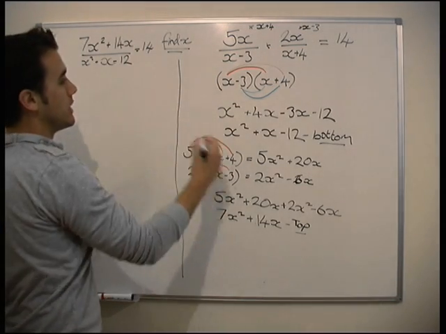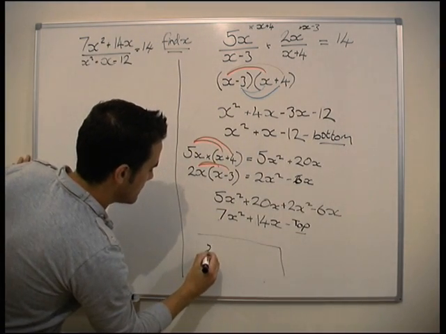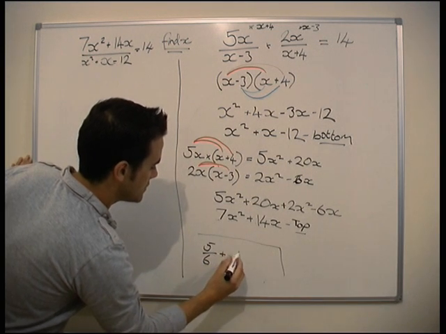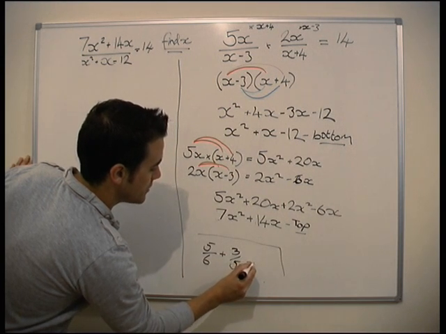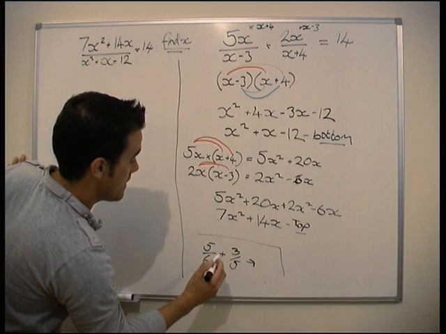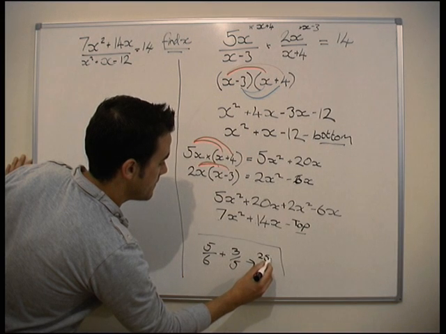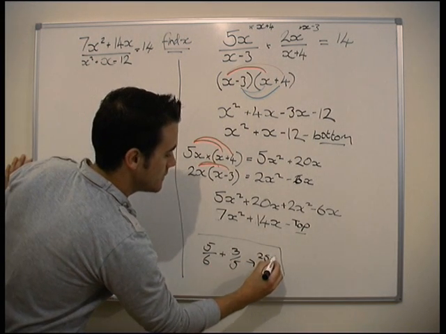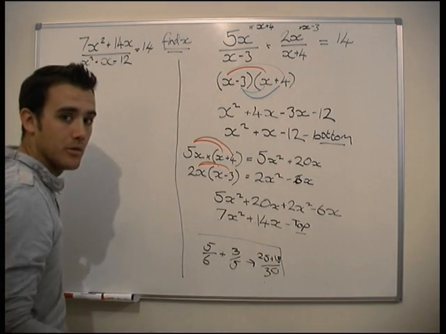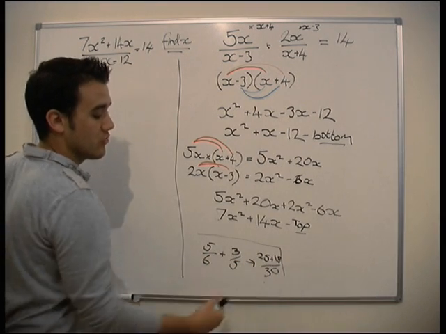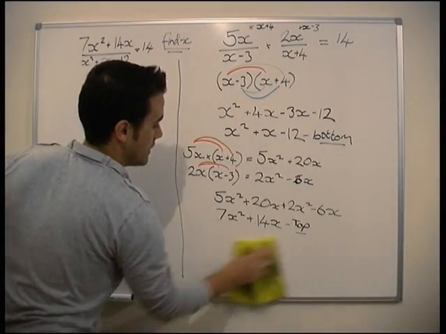The same way, just a quick example, if I was doing 5 over 6 plus 3 over 5, I could simplify that: 5 times 5 is 25, plus 6 times 3 is 18, divided by 30. It's the same thing, so I just add the top numbers together. I know the bottom numbers are going to stay the same, so I can just write it like that. But that's just a quick note, because we might not have seen that before.